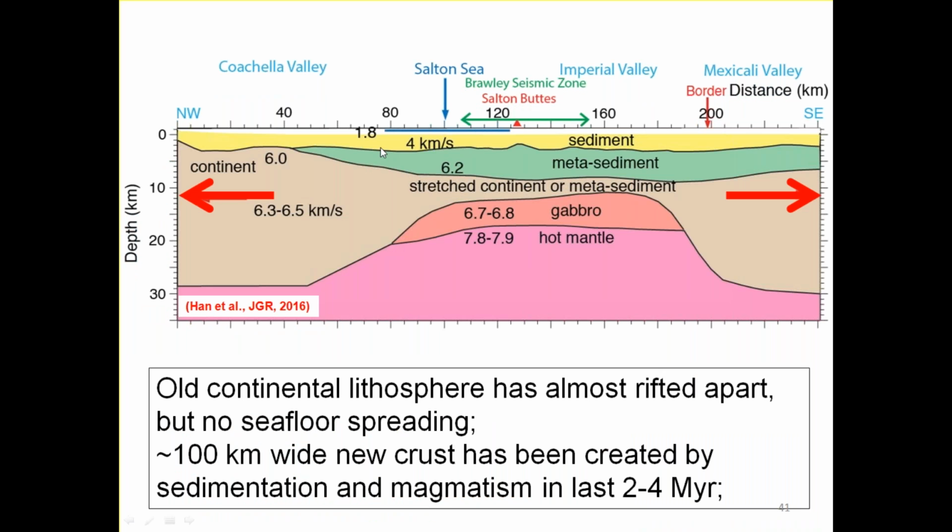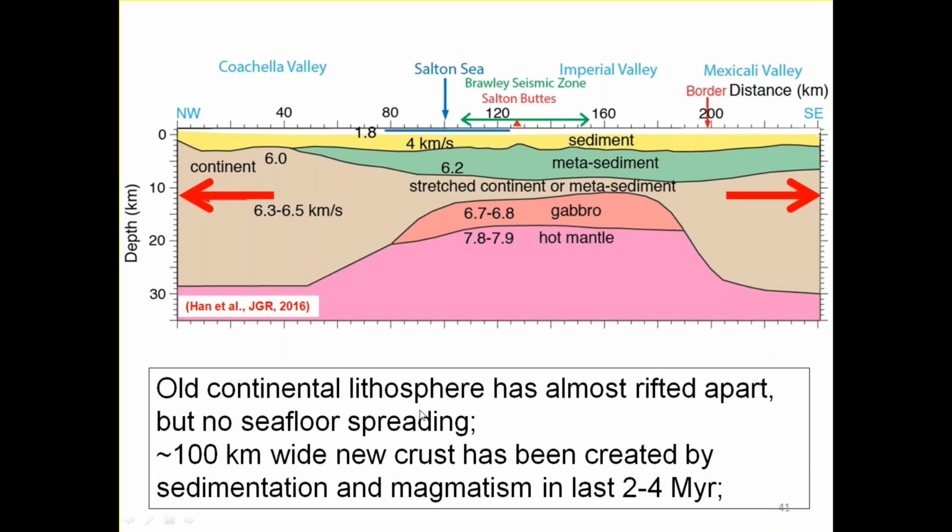We did a very simple geological interpretation of the velocity model. The thicker and slower crust on both sides is all continental. And in the central Salton Trough, we have sediment shown by yellow and metamorphosed sediment shown by green, also gabbros shown by red, and hot mantle shown by pink. The middle crust in the central Salton Trough could be either stretched continent or metamorphosed sediment, or it could be a mixture of both.